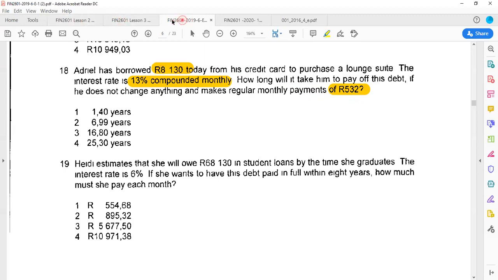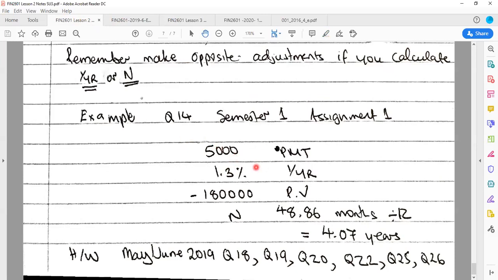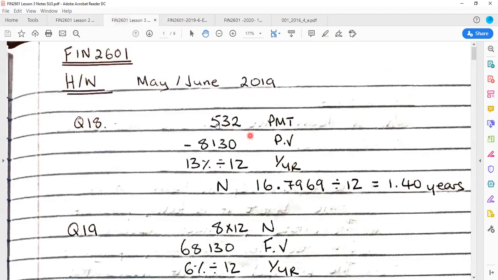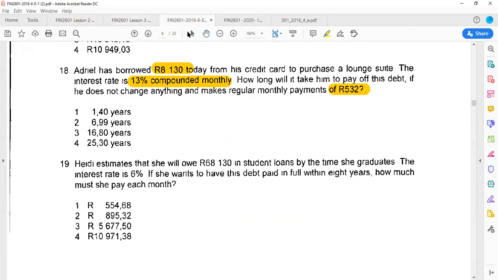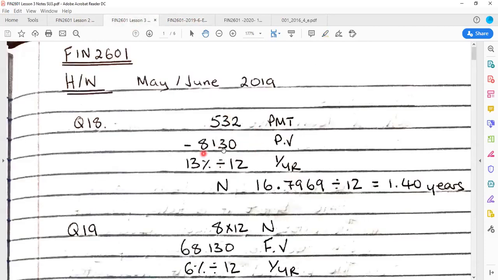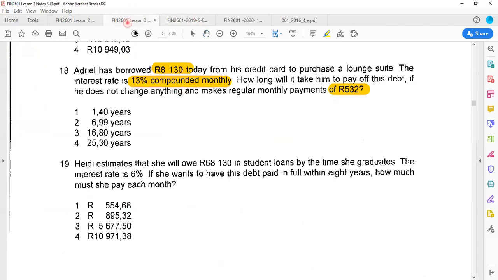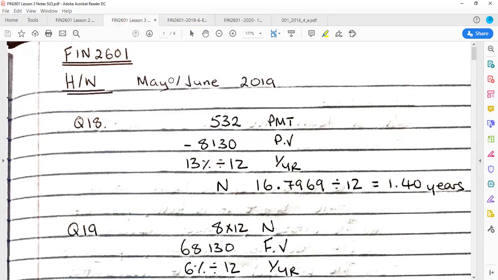So we need to input the following. 532 is the PMT. That's the payment he is going to be making per month. The present value, 8,130, is put as a negative. We always put a present value as a negative. The interest rate is 13% divided by 12, because we've been told that it's compounded monthly, and we want to calculate N. Okay, so we take our financial calculator and we input the relevant values into our financial calculator.